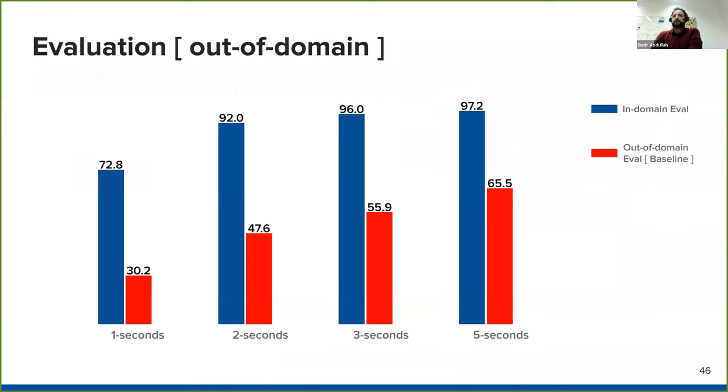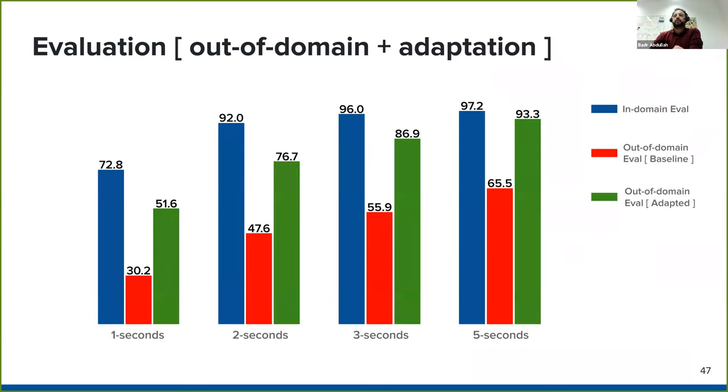And with this domain adaptation strategy, we do the out-of-domain evaluation again, but with the adaptive model, and we observe a high gain in the accuracy performance. We get very close to the in-domain performance, even though the model did not observe any labeled samples in the target domain, only unlabeled samples.